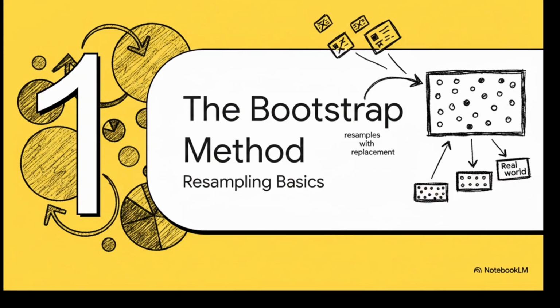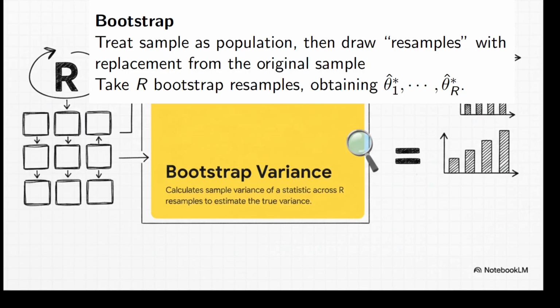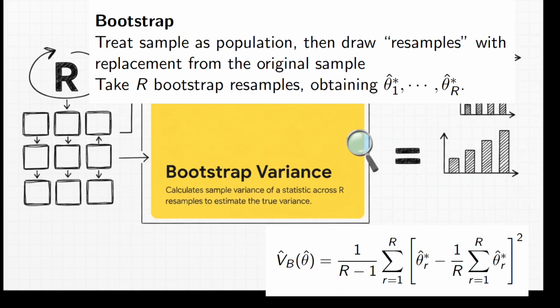Section 1. The Bootstrap method. At its core, bootstrapping kind of flips traditional inference totally on its head. It does this by treating your sample as if it were the entire population. From this pseudo-population, we draw resamples with replacement. We rely on the empirical probability mass function because it closely mirrors the true population distribution. So let's look at the actual bootstrap variance formula on the screen here. V sub b of theta hat equals 1 over R minus 1 multiplied by the sum of those squared differences.